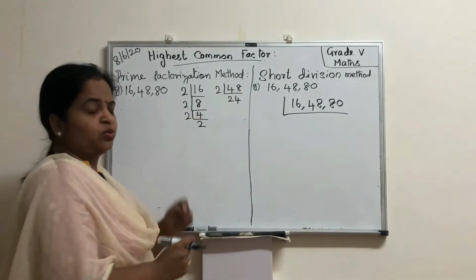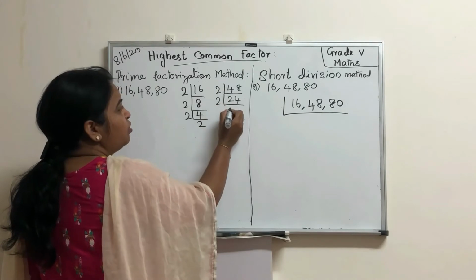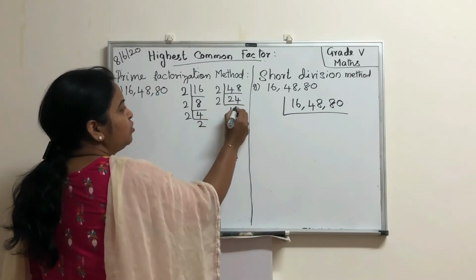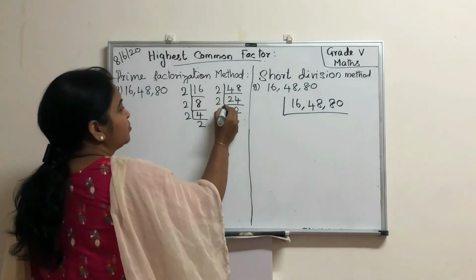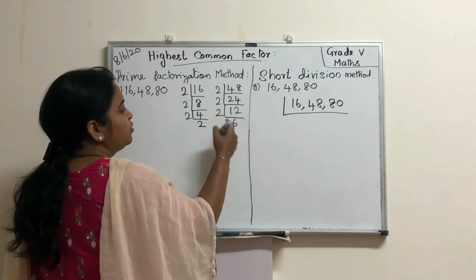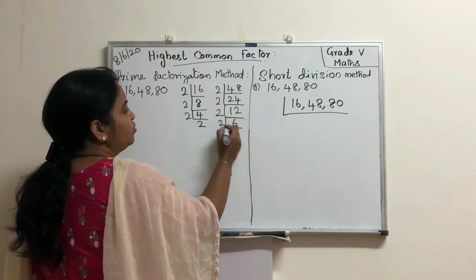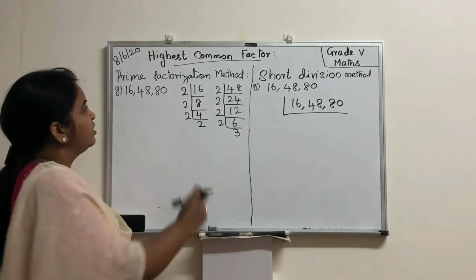48 divided by 2. Again divide with 2. 1 2 is 2. 2 2s are 4. Okay. Again divide with 2, 12 divided by 2 is 6. 2 3s are 6. You got it? Next 80.